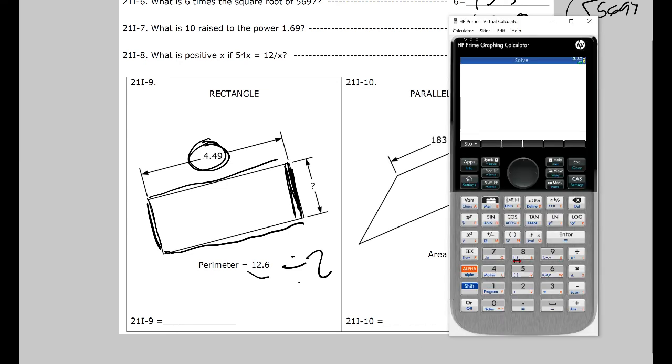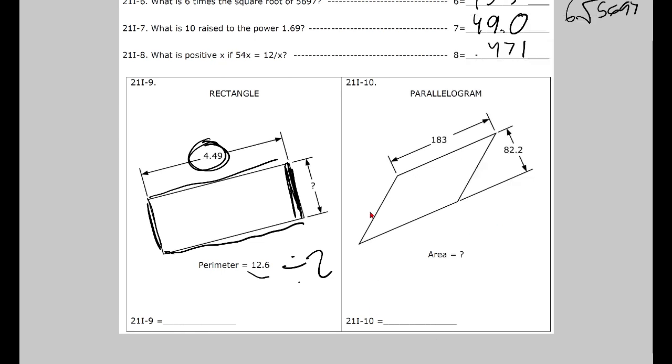So let's go to our calculator and do that. Our perimeter in total is 12.6, and then we're going to subtract 4.49, and we actually have two 4.49s, so I'm going to do 4.49 times 2, and that will give us 3.62, and 3.62 will be this plus this, but we only want one of them, so like I said, we're just going to divide that by 2, and then our answer should be 1.81. So number 9 is 1.81.